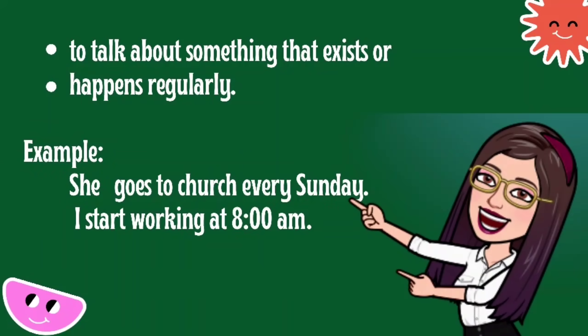Second is to talk about something that exists or happens regularly. Example: she goes to church every Sunday. I start working at 8 a.m. The sentences show habitual action which exists regularly.